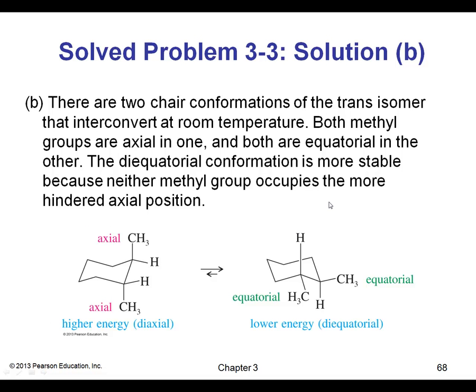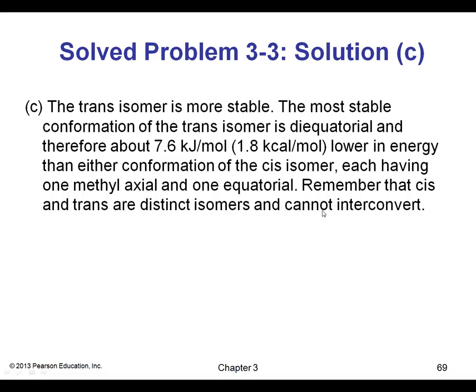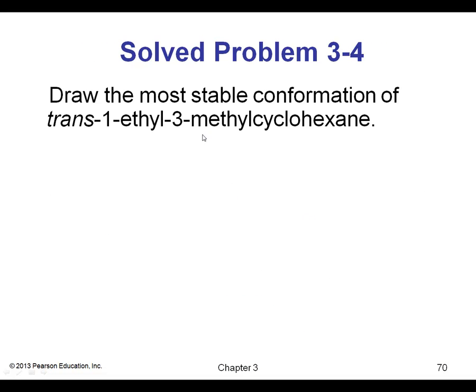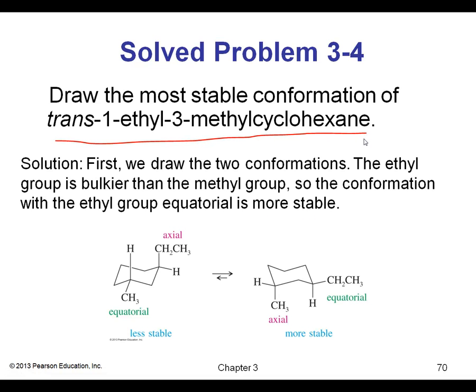Just some sample problems. Here they want you to draw the most stable conformation of trans 1-ethyl 3-methyl cyclohexane. Okay, so here they're trans, top, bottom. But what's the difference? Well, this smaller CH3 is equatorial here. Here this larger CH3 is equatorial here. So if I have to make a choice, always choose the larger group to be equatorial, and that will give you the more stable conformation.